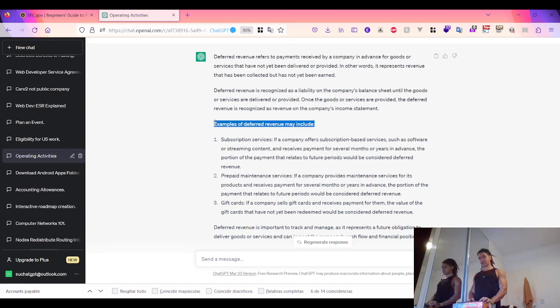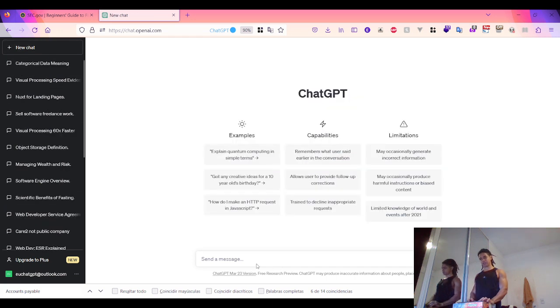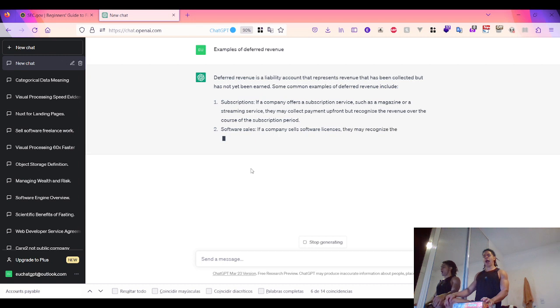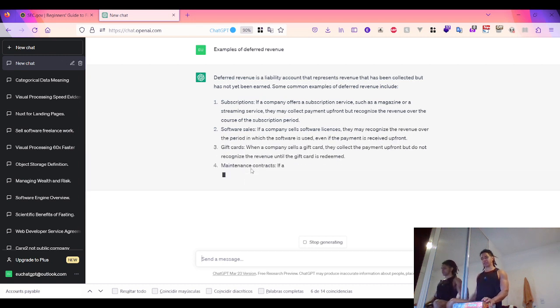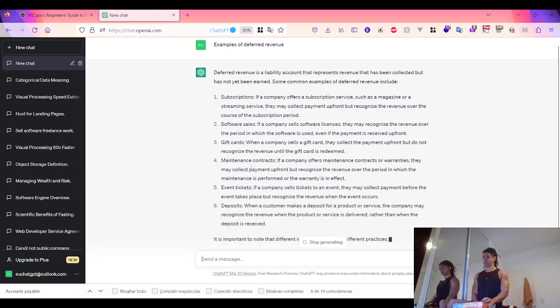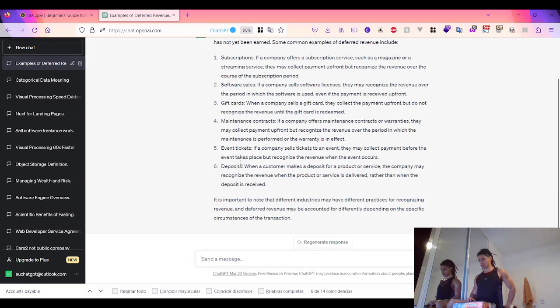So, I just want to look at an example of this. Software sales, maintenance contract, event tickets. Interesting. Event tickets. Deposit. When a customer makes a deposit for a product or service, the company may recognize the revenue when the product or service is delivered. This is a deposit. An event ticket.